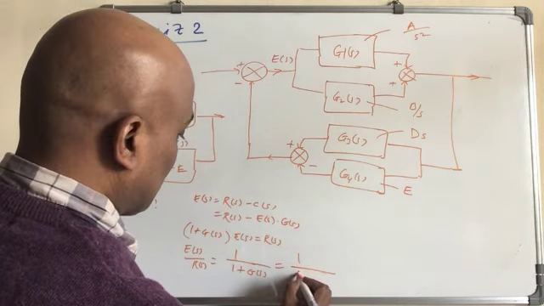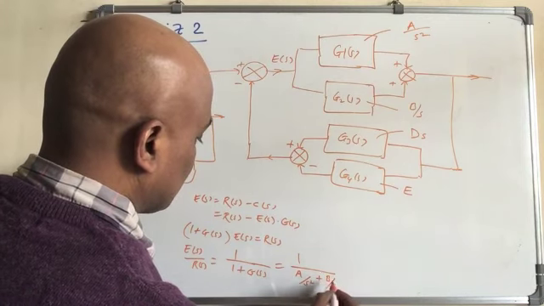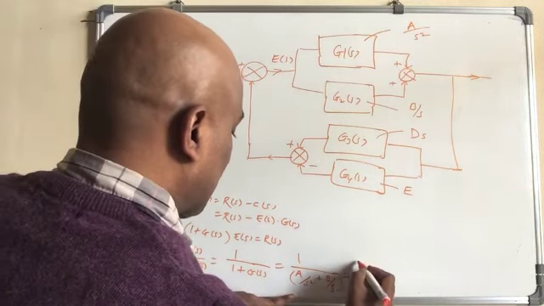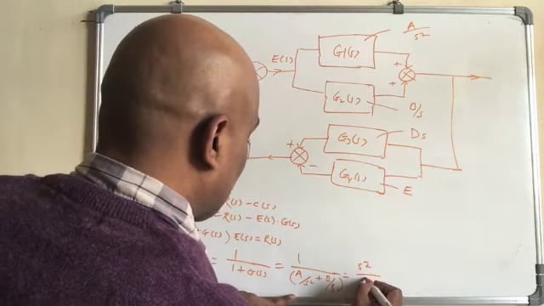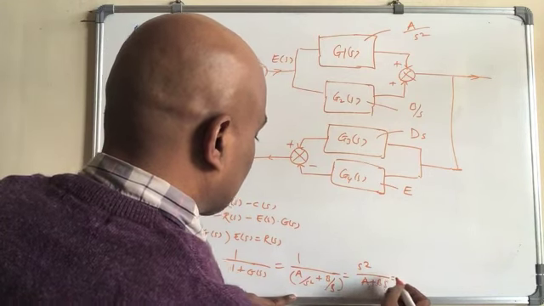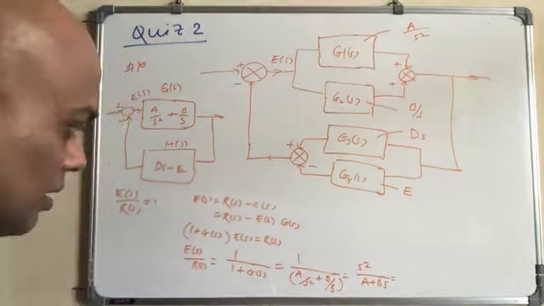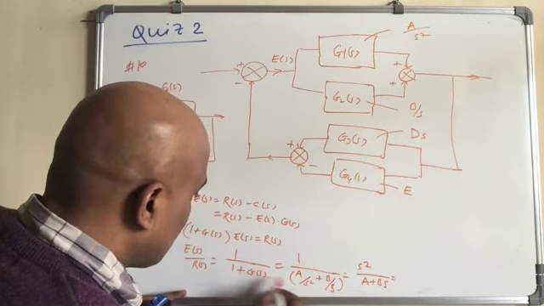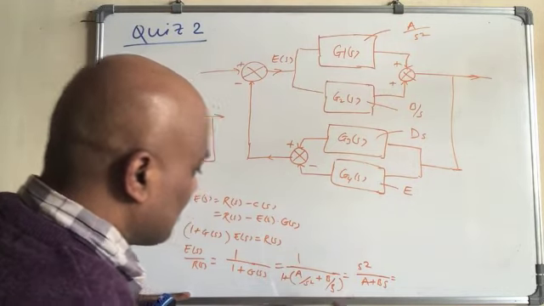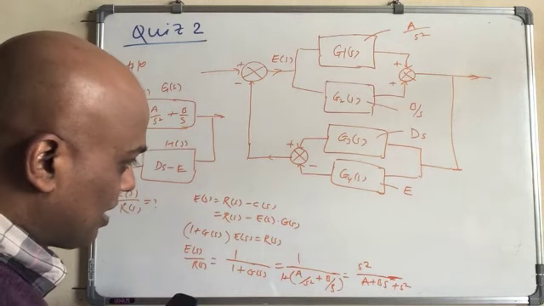So GS is A over S square plus B over S, right? And then what do you get? You will get S square multiplied by S square over A plus BS, right? Okay, so this is what this is going to be. However, we made a mistake here, so there has to be 1 plus GS. That GS is this, so we get 1 plus here, right? So it has to be 1 plus here, and hence we have S square here, so plus S square, yeah? Okay, so now it is correct.